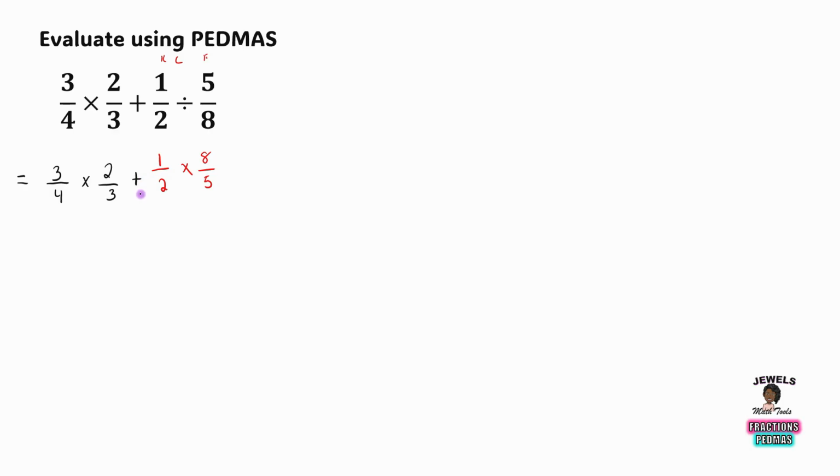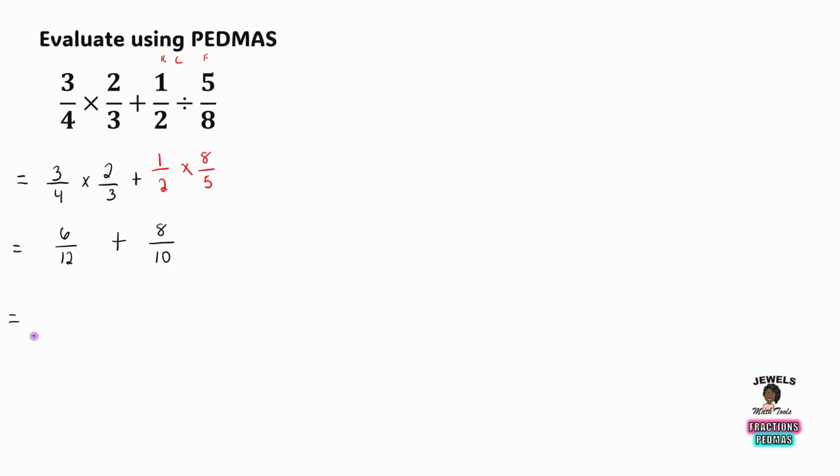So now that we have applied our keep, change, and flip rule to change our division to multiplication, I'm now going to multiply my two fractions together, and then I will add their sum afterwards. So we're going to multiply our 3 times 2, which is equal to 6, and multiply our 4 times 3, which is equal to 12. And remember, if you know how to simplify your fractions, by all means, you could also do that in this step as well. So now we're going to multiply our 1 times 8, which is equal to 8, and 2 times 5, which is equal to 10.